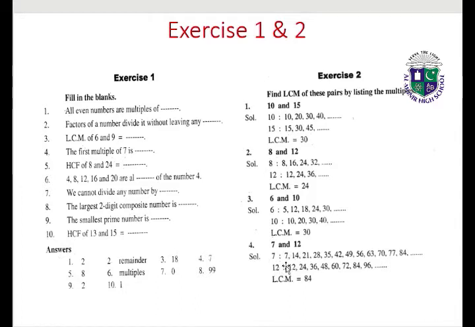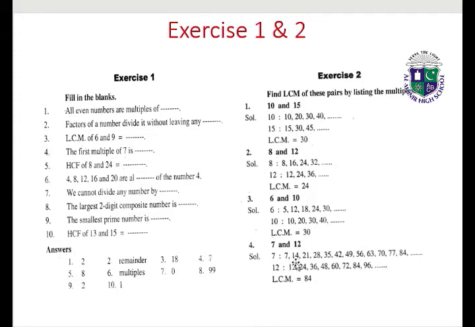7 and 12. The table of 7: 7 1s are 7, 7 2s are 14, 7 3s are 21, 7 4s are 28, 7 5s are 35, 7 6s are 42, 7 7s are 49, 7 8s are 56, 7 9s are 63, 7 10s are 70, 7 11s are 77, 7 12s are 84. 12 1s are 12, 12 2s are 24, 12 3s are 36, 12 4s are 48, 12 5s are 60, 12 6s are 72, 12 7s are 84, 12 8s are 96, 12 9s are 108, 12 10s are 120 and so on.